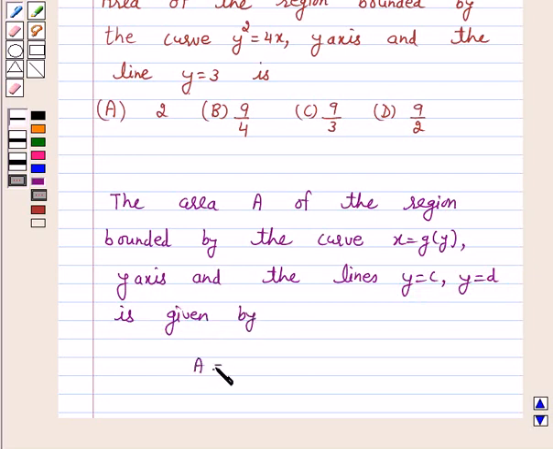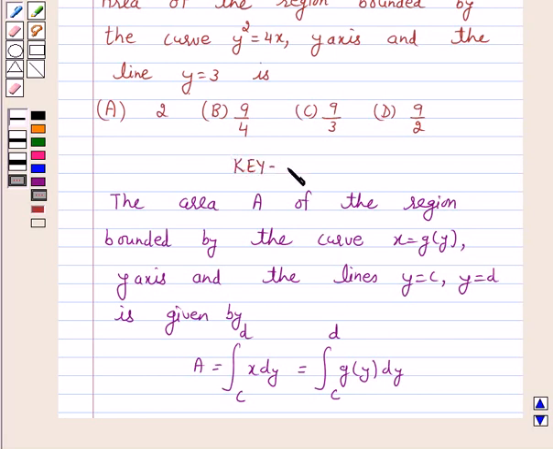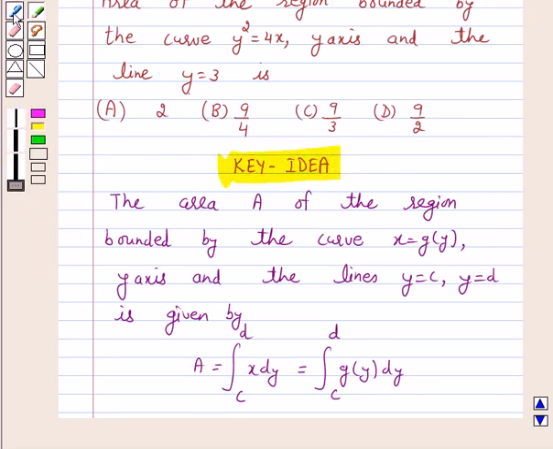A is equal to integral from C to D x dy, and this is again equal to integral from C to D g of y dy. So this is the key idea behind our question. We will take the help of this key idea to solve the above question. So let's start the solution.